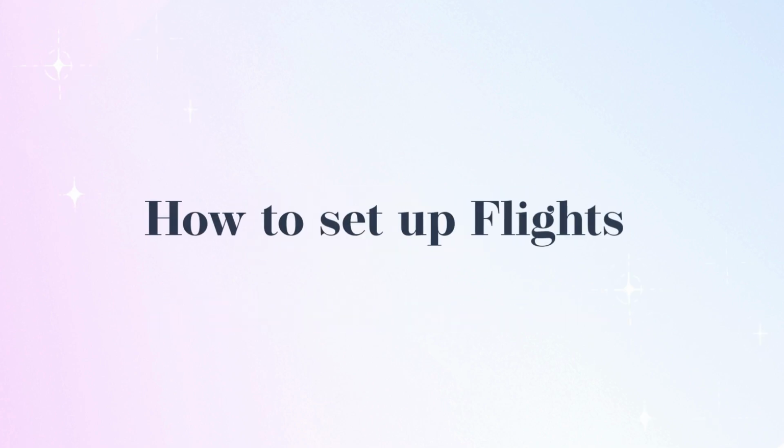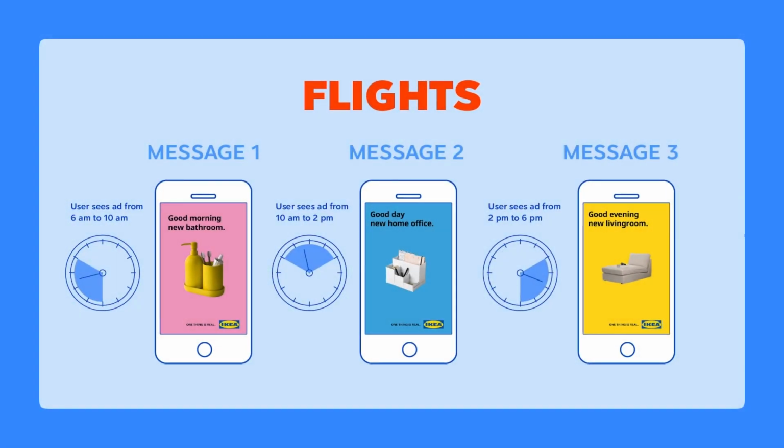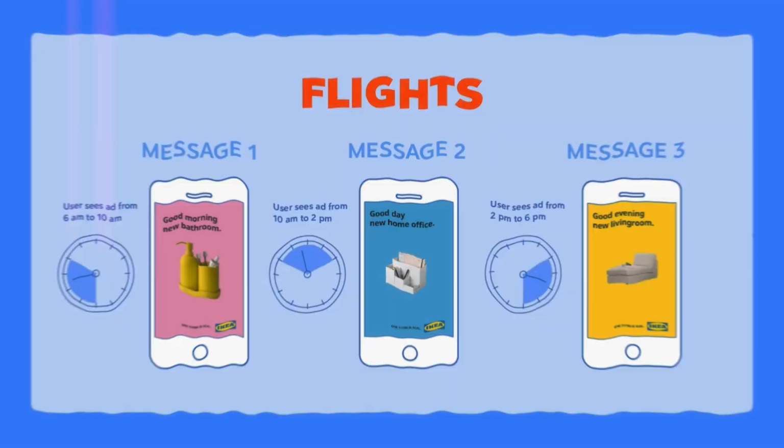Today I'm going to show you how to easily set up flights to control which creatives are shown to your audience. Let's get started. Flights allow you to display different creatives based on custom rules. You can define conditions such as location, time, language, or other parameters, and Nexd will automatically decide which creative to show. Today, I'll walk you through a simple example of how to set this up.